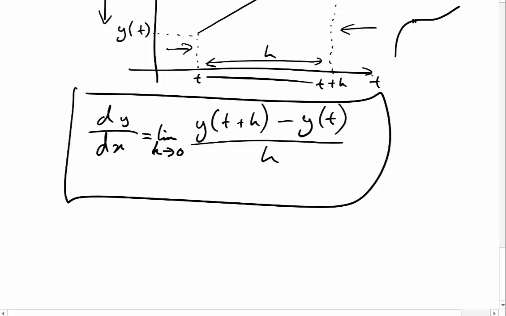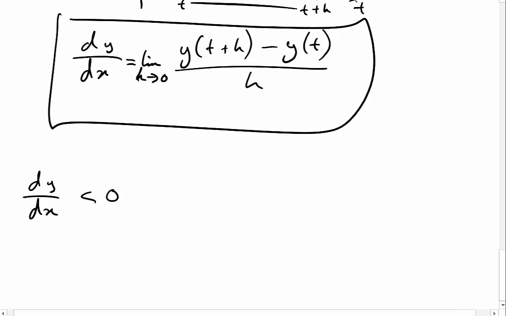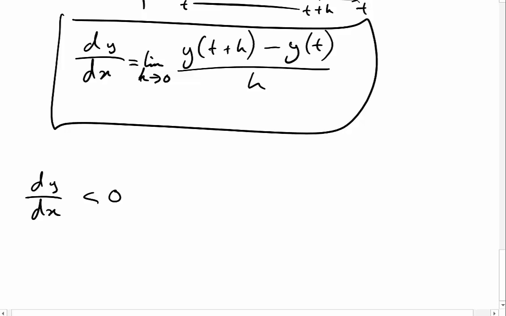So now we can consider different scenarios. Let's consider the case when dy/dx is less than zero. Well, what does that mean? If it's less than zero, then our rate of change is negative. So in other words, we have a downwards gradient.